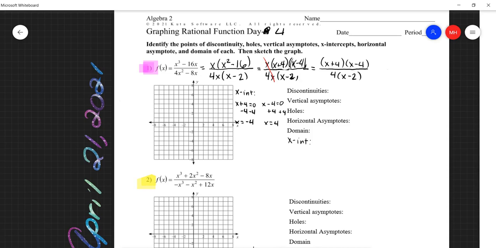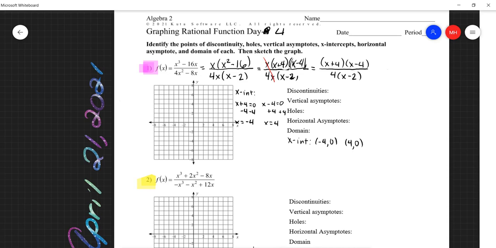And when we write intercepts, they must be in the form of a point because we're going to put them on our graph. It helps us. So we know the x values of our intercepts, and the y values are going to be 0. So our 2 intercepts are negative 4, 0, and 4, 0.